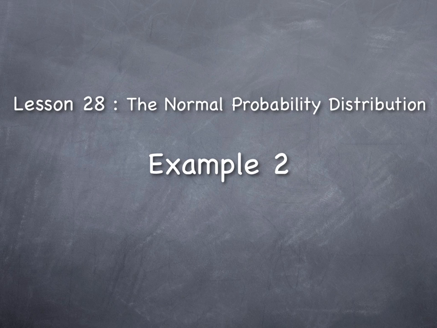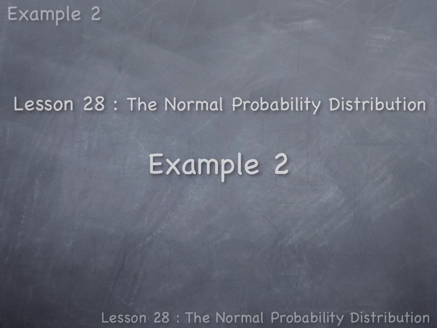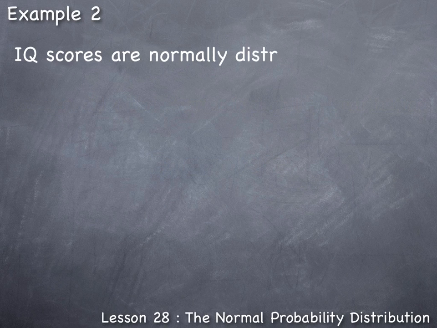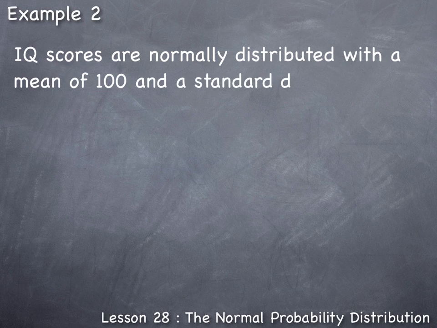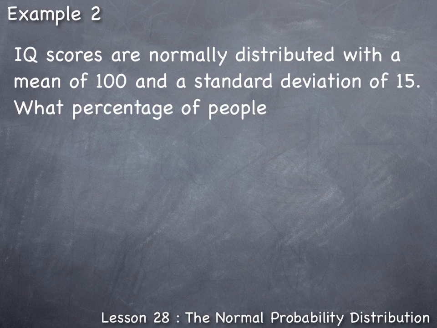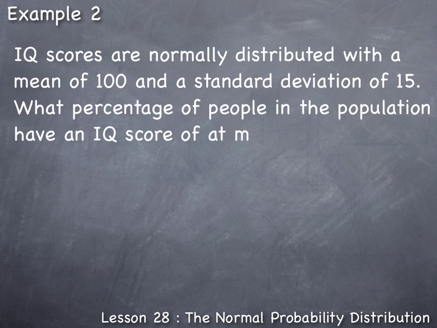Lesson 28, the normal probability distribution. Example 2. IQ scores are normally distributed with a mean of 100 and a standard deviation of 15. What percentage of people in the population have an IQ score of at most 120?